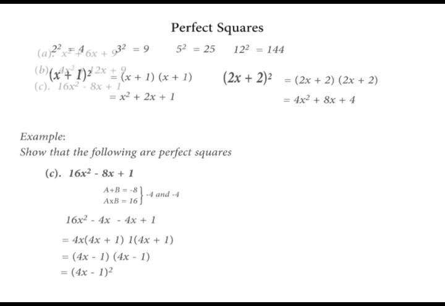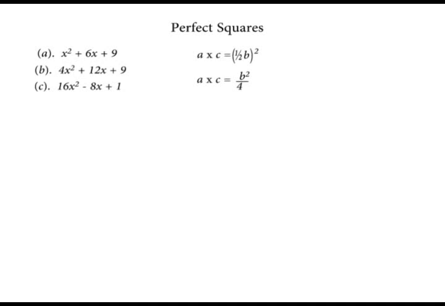Consider the perfect squares we've just had: x squared plus 6x plus 9, 4x squared plus 12x plus 9, and 16x squared minus 8x plus 1. In a perfect square, the product of the leading coefficient a and the constant term c equals the square of half the linear coefficient b. That is, a times c is equal to half b squared. If we expand that, we have a times c is equal to b squared over 4.